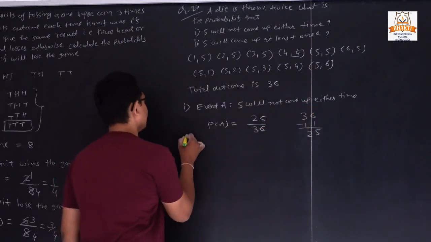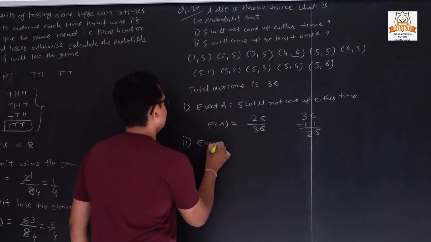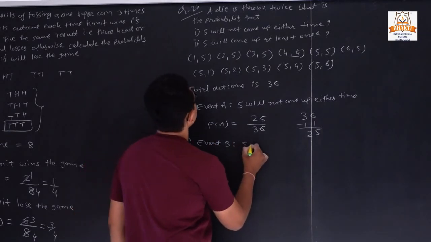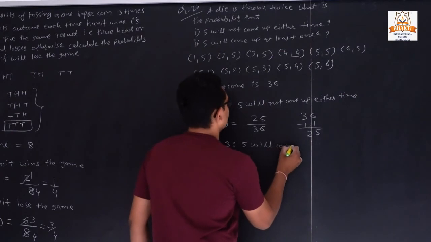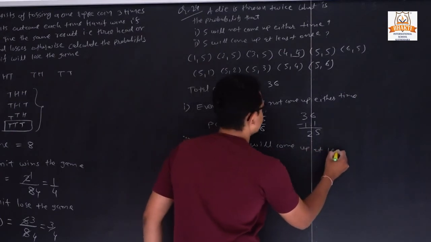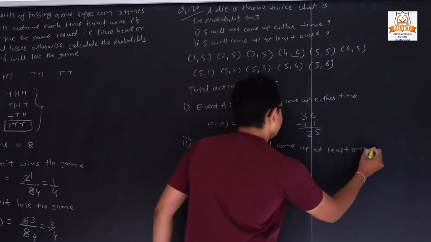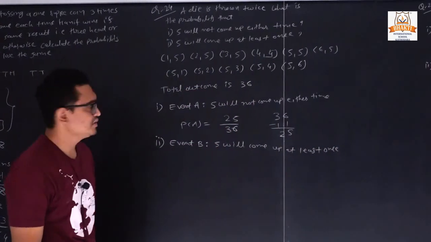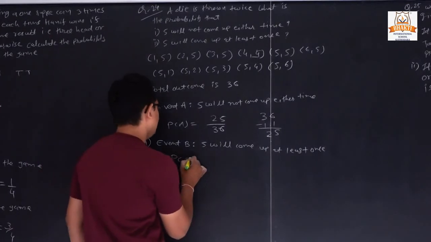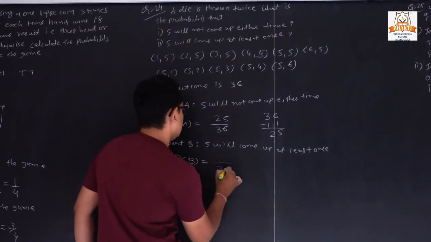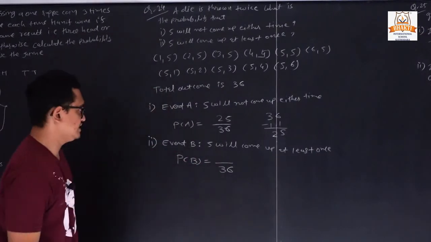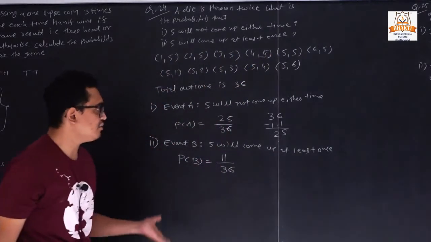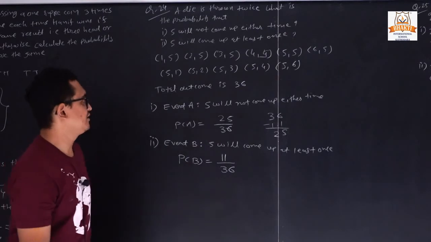Second, event B: 5 will come up at least once, meaning 1 or 2 times, both are possible. So we can write P of B is equal to, out of 36 events, 11 events are those events in which 5 will come up at least once.